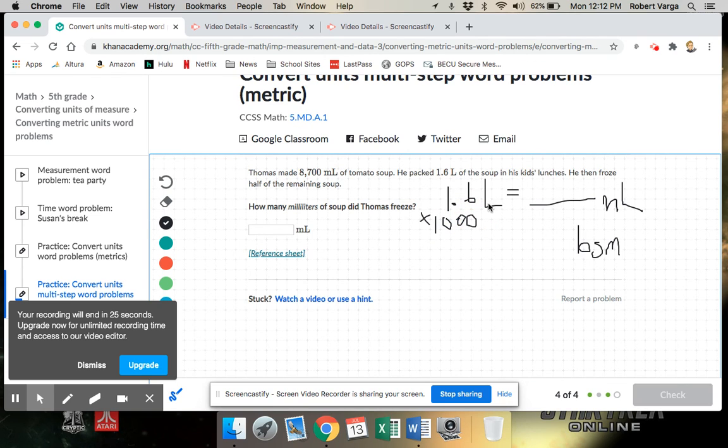So now what is 1.6 multiplied by 1,000? Well, remember, all you got to do is move your decimal 3 places, since we're multiplying, to the right. We'd have to fill in these blanks with zeros, and you have an answer. Okay, we know the answer is going to be 1,600 milliliters.